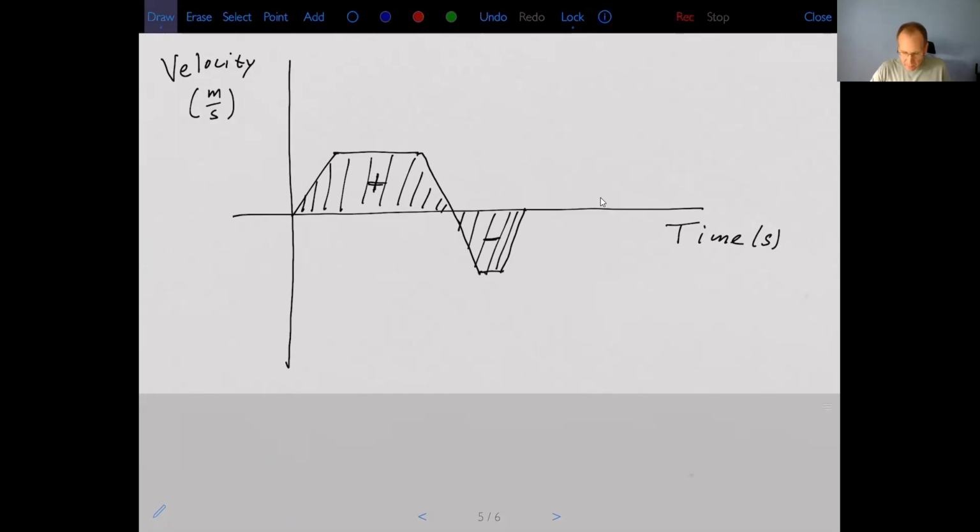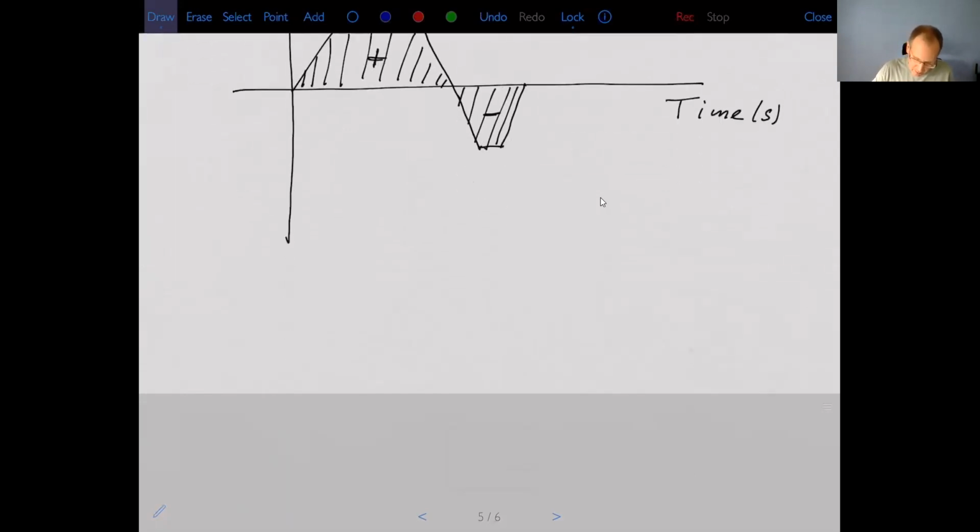Another thing is, what if the graph is really complicated? What if you can't break it up into nice, easy rectangles and triangles? What if you have something like this?